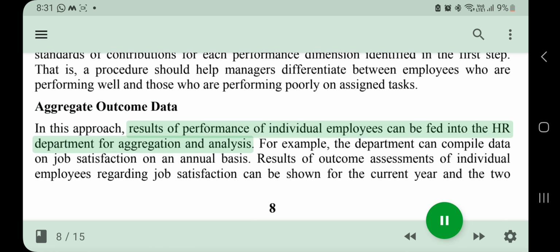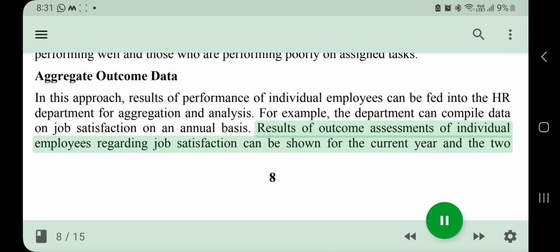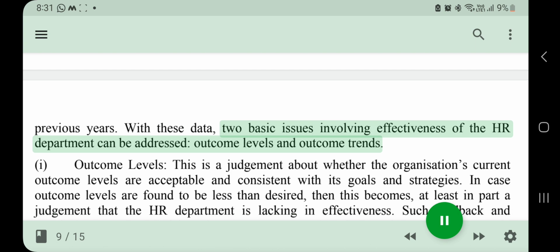Aggregate outcome data. In this approach, results of performance of individual employees can be fed into the HR department for aggregation and analysis. For example, the department can compile data on job satisfaction on an annual basis. Results of outcome assessments of individual employees regarding job satisfaction can be shown for the current year and the previous years. With these data, two basic issues involving effectiveness of the HR department can be addressed: outcome levels and outcome trends.